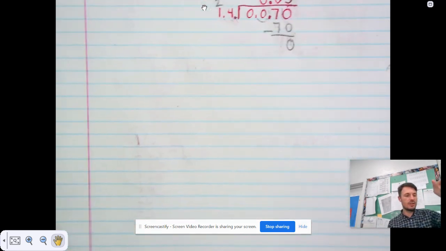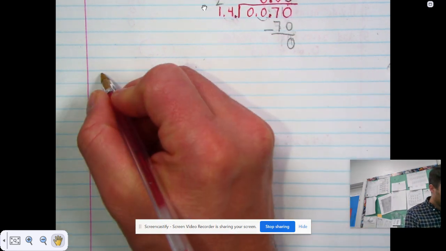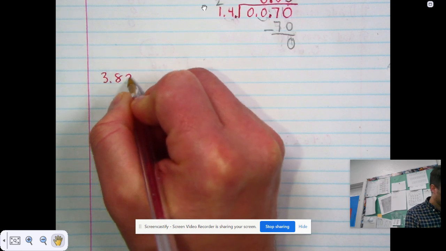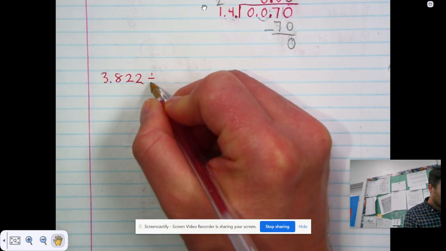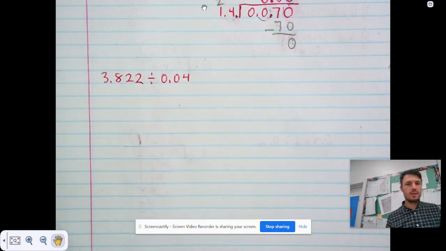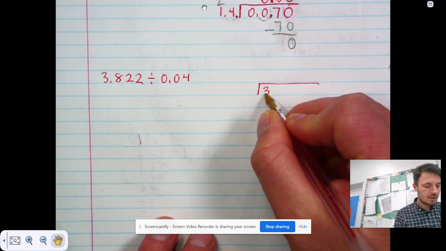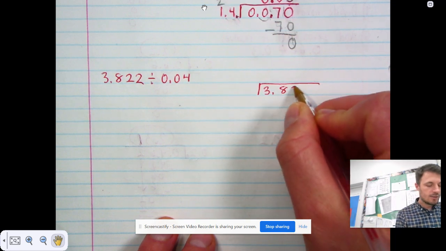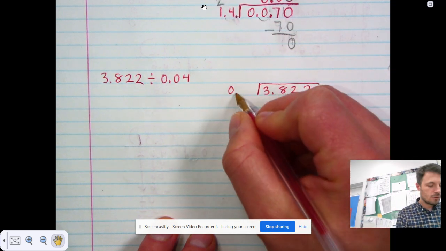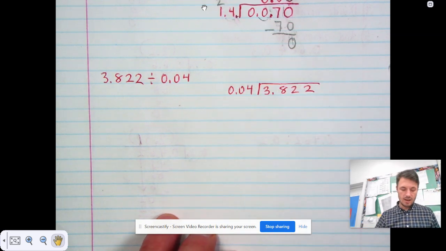Let's do another example together. That was some good practice adjusting the quotient. Let's do 3 822 thousandths divided by 4/100ths. 3 822 thousandths is the dividend, so it goes in the house. 4/100ths is the divisor, so it goes outside the house.